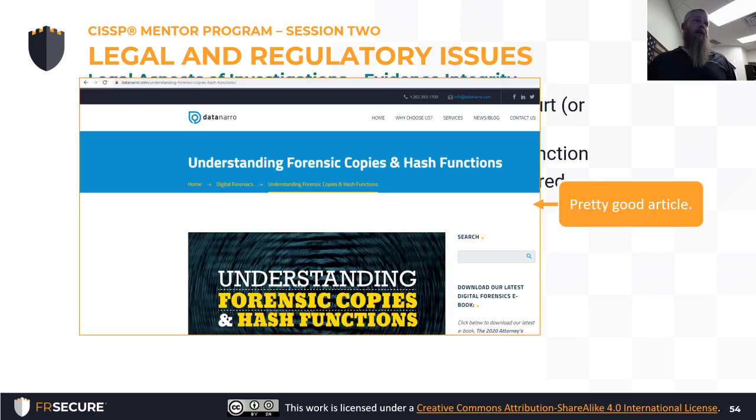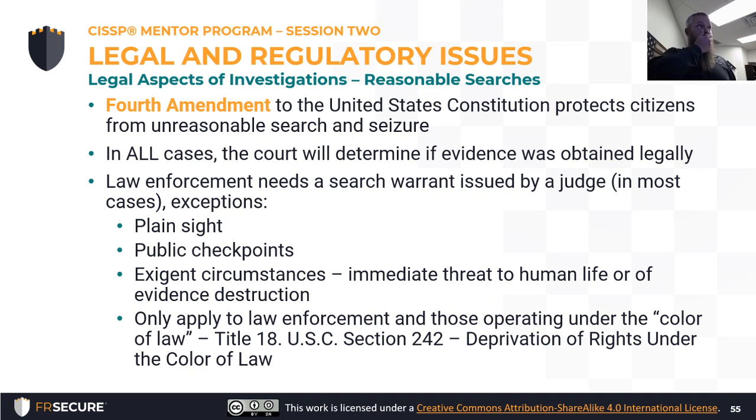All right, this is a pretty good article. If you want to read more, it's not required for passing the exam, but it's good information. So understanding forensic copies and hash functions from Data Narrow, it's good. Just a reference. All right, other things about investigations.